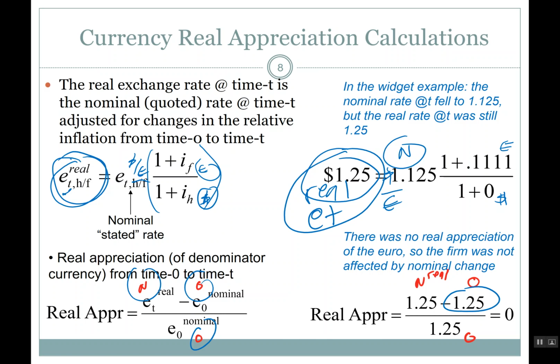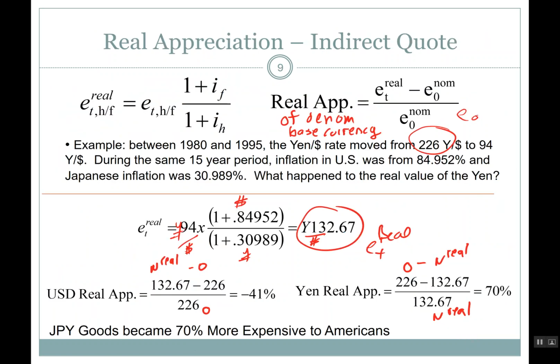All right. Remember I said this class would be easier if there weren't indirect exchange rates? Well, what do you do if it's an indirect exchange rate? It's always something. It always makes sense when I do direct quotes. When I do indirect quotes, it's a little different. So here's just a simple example.